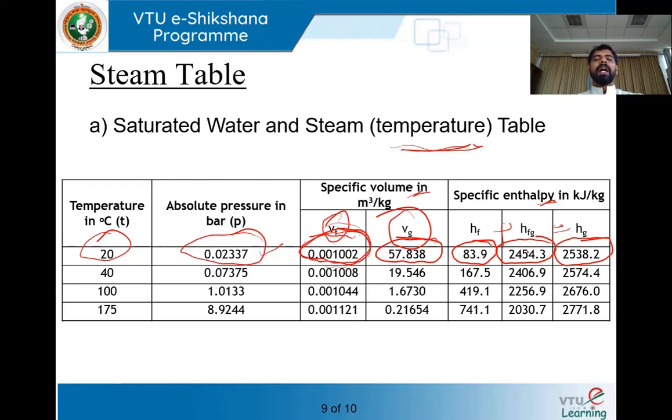In any problem, either we will give the temperature at which the steam is being generated, or sometimes we'll give the pressure at which the steam is being generated. If the temperature is given, refer to the temperature table. For the given temperature, note down the pressure, specific volume, and specific enthalpy, and then we can find out whatever is asked. Whether the enthalpy of wet steam, dry saturated steam, or superheated steam is asked, depending on the numericals, we can find it. So one such table we need to refer to is the temperature table, if they give the temperature.